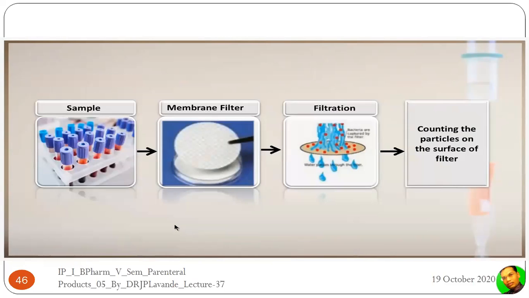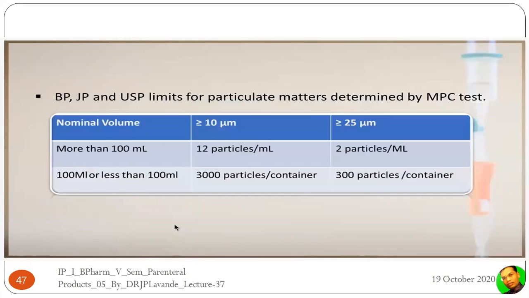Then we go for the process of filtration. In the filtration method, the sample is passed through a membrane filter, and the particles retained on the bacteria-proof membrane filter are counted. A 0.22 micron filter is used for counting. We count the particles on the surface of the filter, and the limits have been given as per BP, JP, and USP for particulate matter based on the volume, more than 100 ml and less than 100 ml.